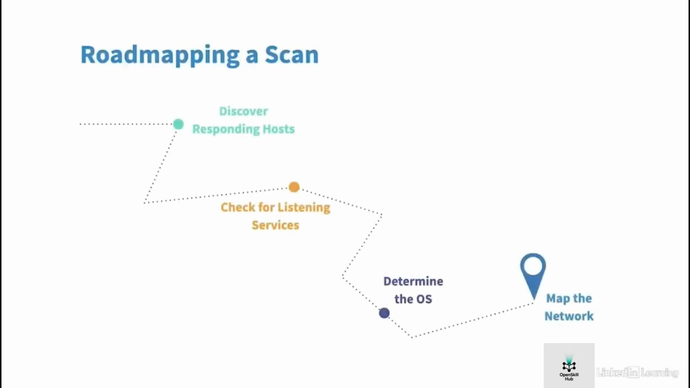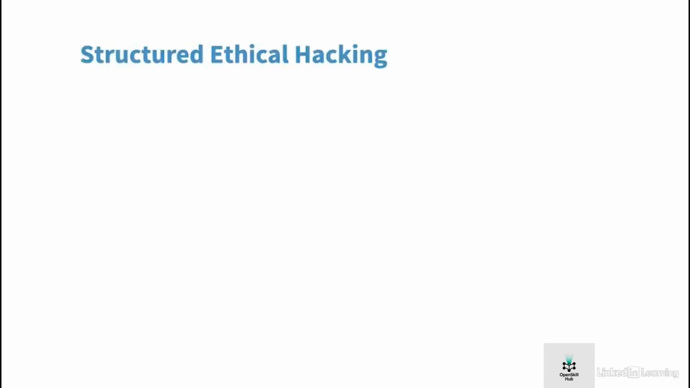The second phase of ethical hacking is scanning, which helps develop a profile of the target. In this segment, we'll learn how scanning helps discover responding hosts, check for listening services, determine the operating systems in use, and generate a map of the network. First, let's outline how structured ethical hacking works.